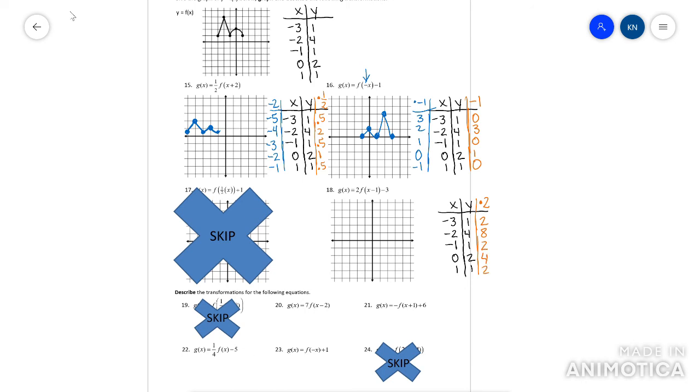The next transformation I see would be this -1 inside. It's inside, so it affects my x value. So I put it over here by my x, and since it affects the x values, I'm going to do the opposite of what it says. So I'm actually going to add 1. So now I'm at -2, -1, 0, 1, 2.